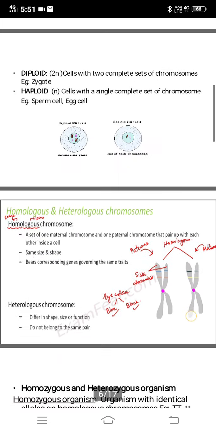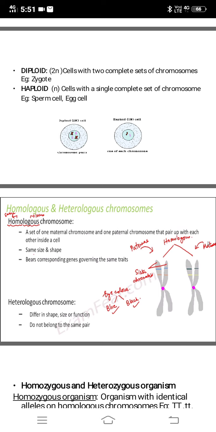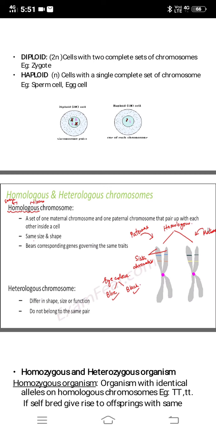You can see here homologous chromosome. They will be controlling the same trait on the same area, or different chromosomes will be having the same trait in the same place. So that is same size and shape, and they bear corresponding genes governing the same traits. That's what I said just now. Suppose eye color, and the other part of the chromosome also will be having the same eye color trait.